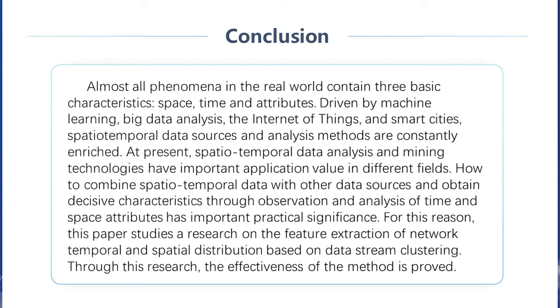Conclusion. Almost all phenomena in the real world contain three basic characteristics: space, time and attributes. Driven by machine learning, big data analysis, the Internet of Things, and smart cities, spatiotemporal data sources and analysis methods are constantly enriched. At present, spatiotemporal data analysis and mining technologies have important application value in different fields. How to combine spatiotemporal data with other data sources and obtain decisive characteristics through observation and analysis of time and space attributes has important practical significance.